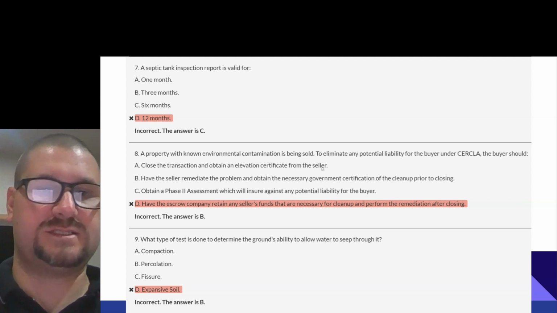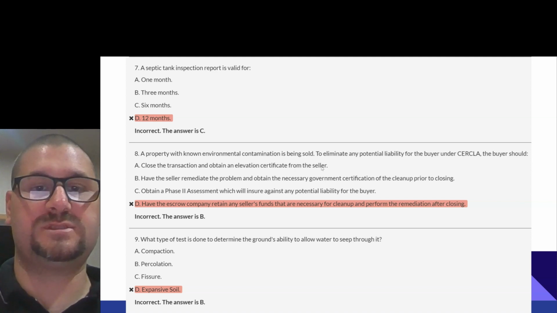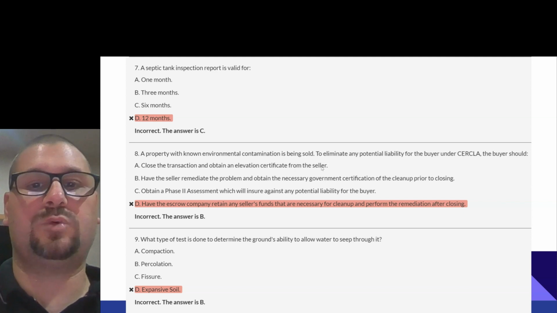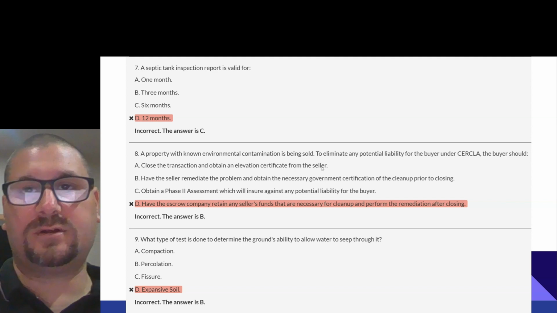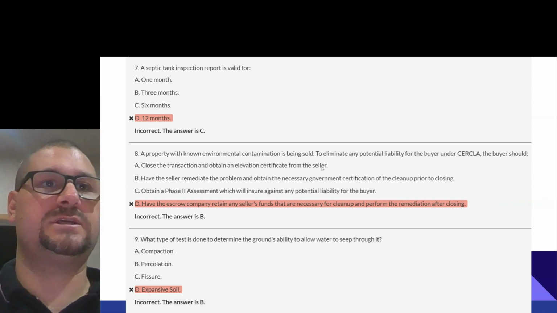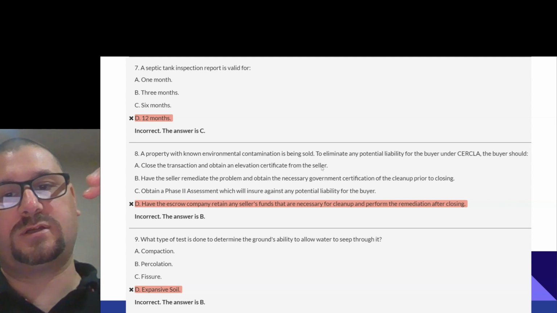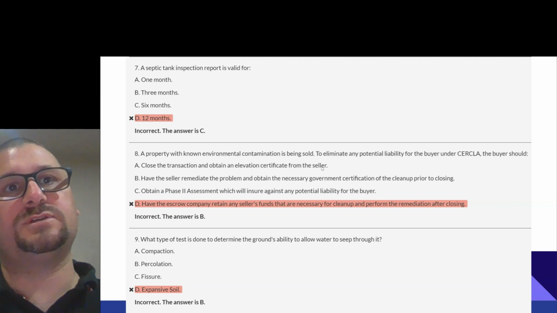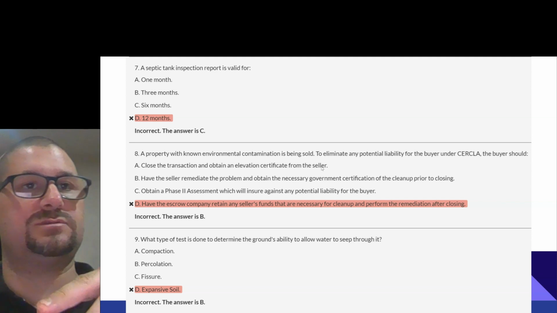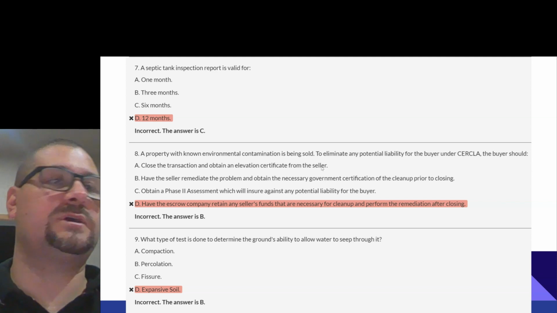What type of test is done to determine the ground's ability to allow water to seep through it? So this one's going to be Bravo, percolation. So percolation, that's water goes through soil and the soil to seep through it and to drain. That is a percolation test.